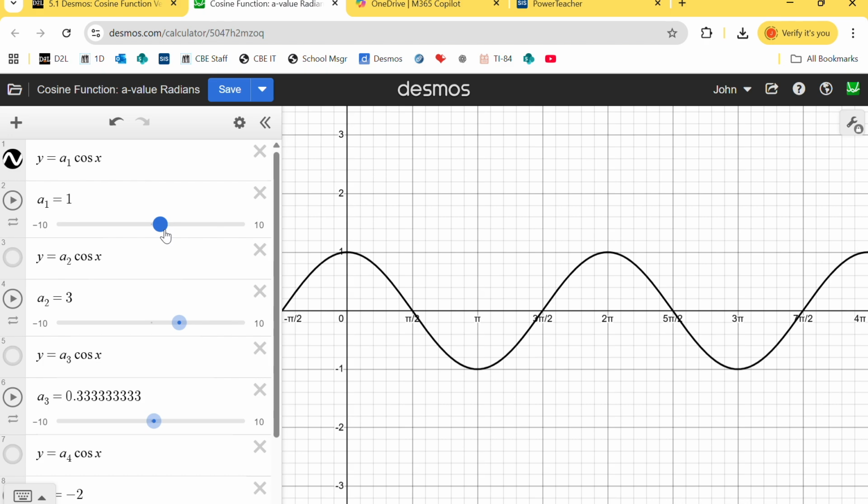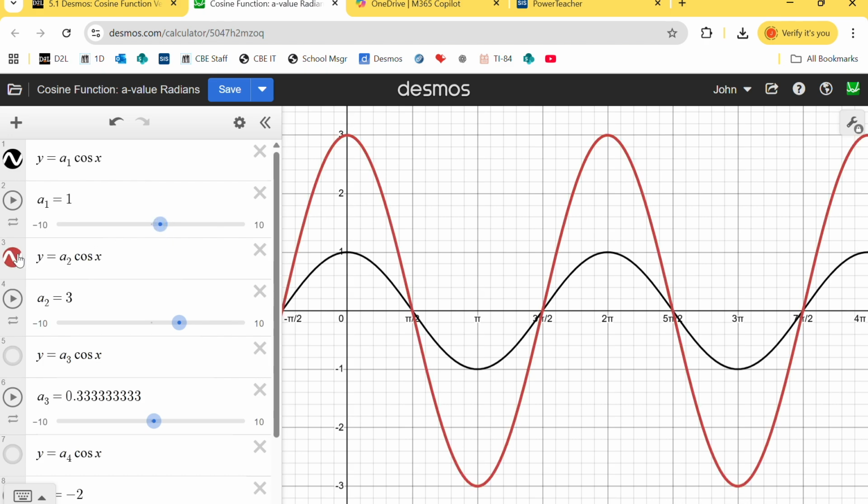So let's place that graph right here. And that's what we saw in class with our graph in red. So I'm going to turn this off. So that's where we are. Oh, let's turn it back on. And then the other graph we saw was y equals 1/3 cosine of x. So when we do 1/3 cosine of x, what should we expect?